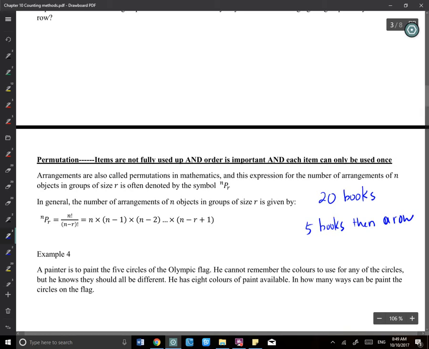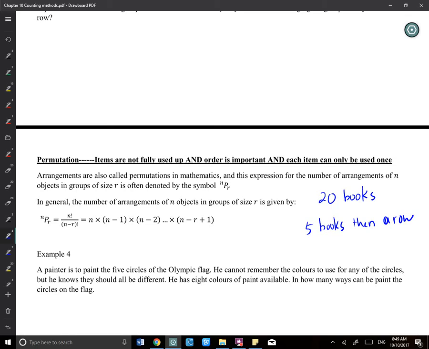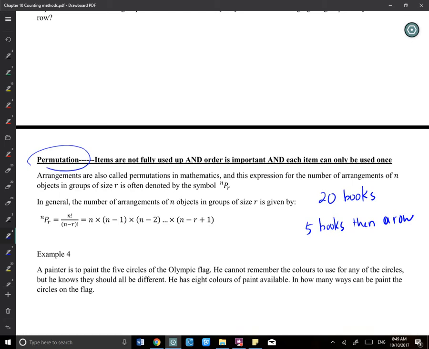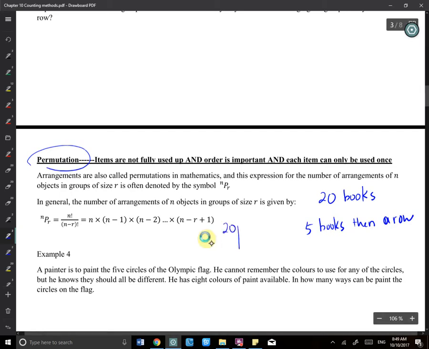Order still matters. We still care about the order we put things in. So this is called a permutation. I select something from the big group and rearrange the things in that small group. So we say that's 20P5. It means we have 20 things, we select 5 and rearrange them. This is called the permutation.